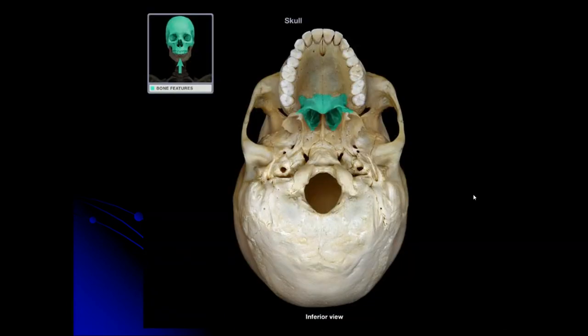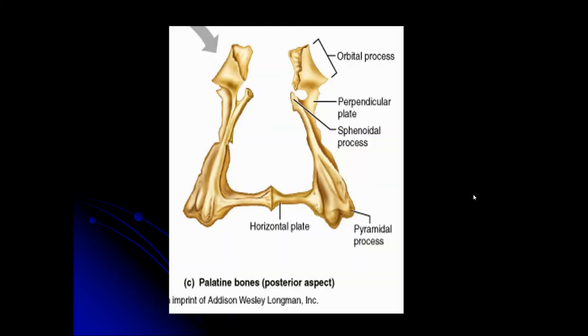If you look at them here, remember this is inferior, so it's upside down. But you can easily see this posterior 1/3 of the bony palate. That posterior 1/3 of the bony palate is called the horizontal plate. You can also see up at the top of this bone something called the orbital process, and that forms a tiny portion of the eye orbit. The orbital process is not on your checklist.